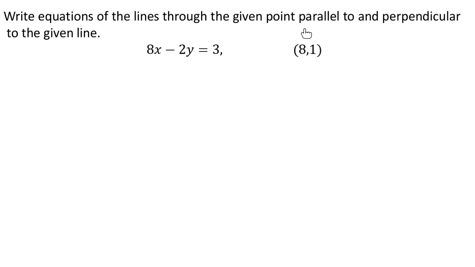If I want to find the equation of the line that's parallel to this line, I need to know the slope, because I know that parallel lines have the same slope. And if I wanted to find the perpendicular line, I still need to find the slope in order to get the opposite slope, or the perpendicular slope. So let's do this. First, I'm going to convert this equation into slope-intercept form, and by doing that, it's going to tell me what the slope is.